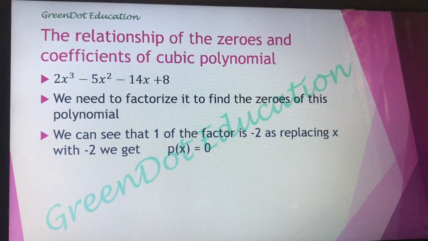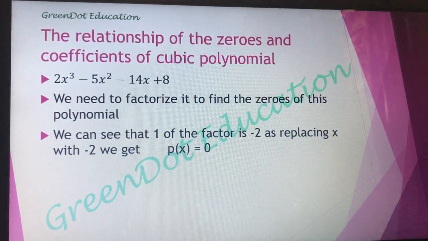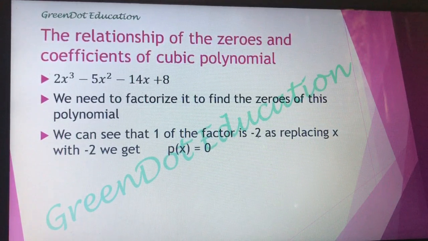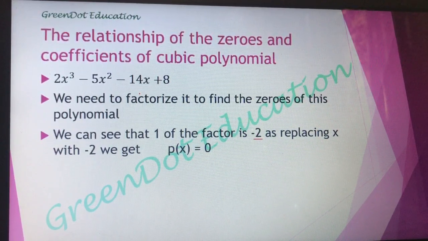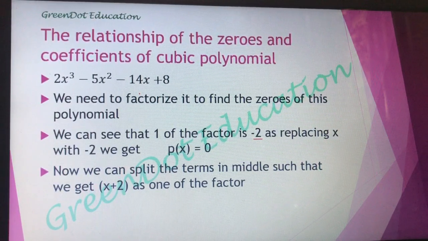So we can see that one of the factors is x plus 2. How can we find out the factor? We can find out the factors by replacing the values of x with 0, 1, minus 1, 2 and minus 2, right? So when we substitute the value of x to be minus 2, we get the value of this polynomial to be 0. So minus 2 will be one of the zeros of this cubic polynomial, and if minus 2 is a zero of the polynomial, then x plus 2 will be one of the factors of this polynomial.